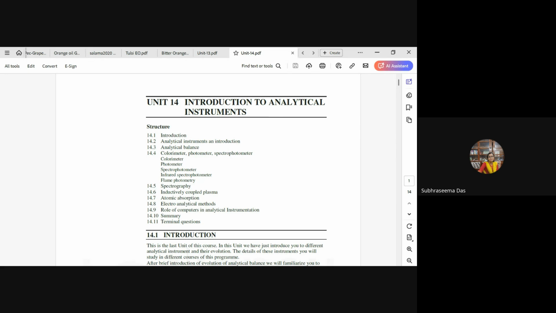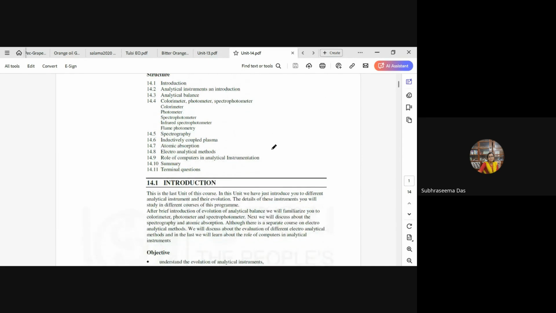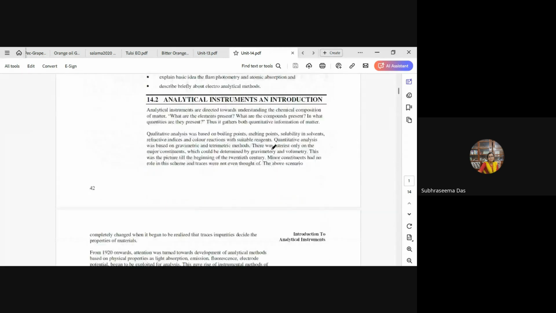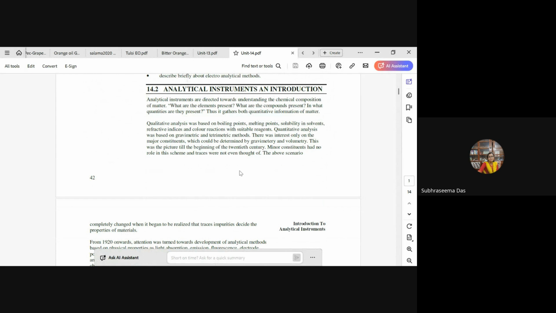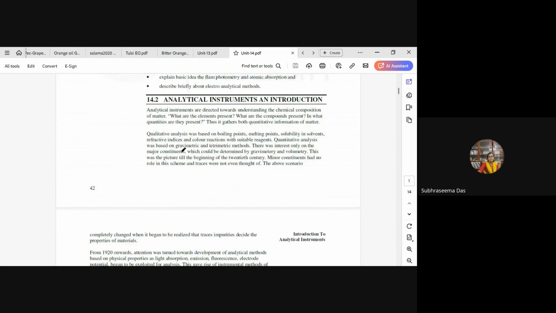So now we'll start with this new unit, that is Introduction to Analytical Instruments, different types of instruments. We will have a brief idea. Then in the subsequent units, there will be full description of the instruments that you will come across. So here we will see some of the basic instruments that have been used in analytical chemistry. So first we will start with analytical instruments and their introduction.